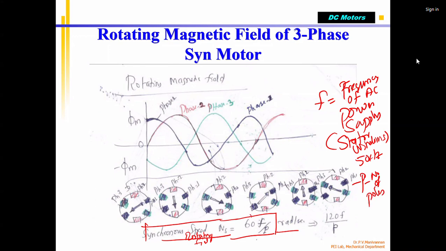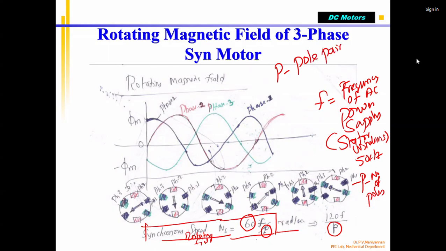60 is a constant. You can write 60 F by P or 120 F by P. So you can use any one of these formulas. You can see that in this formula I wrote capital P. Here I wrote small p. The capital P represents the pole pair.